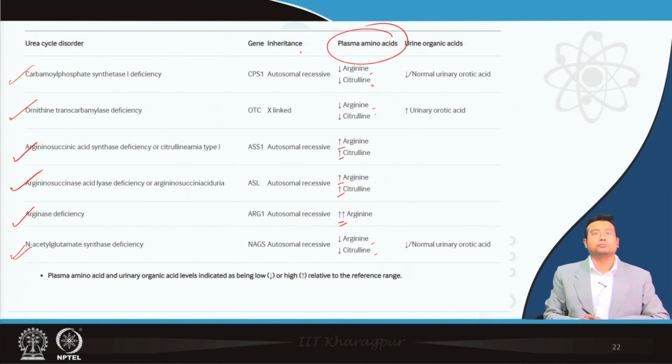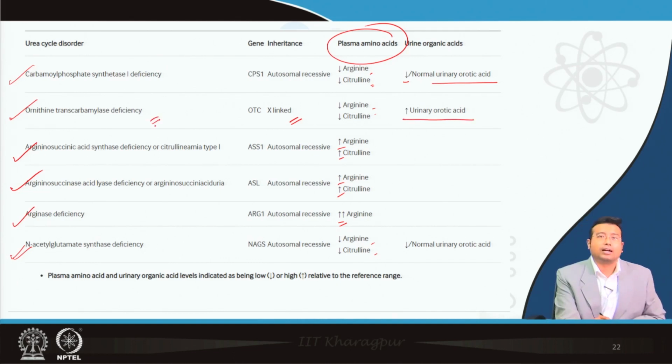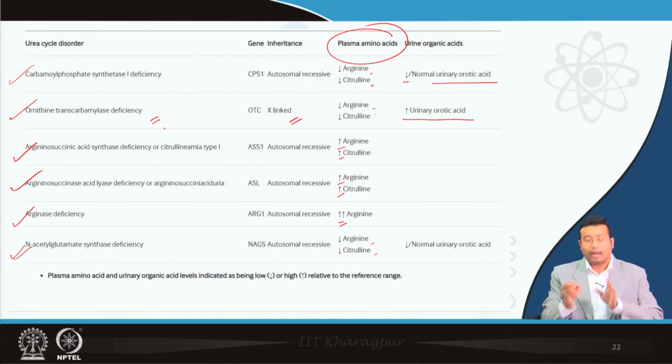in the plasma. And regarding genetic inheritance, I told you OTC, ornithine transcarbamylase, is X-linked, and all the others are autosomal recessive. One important piece of information: if we measure the organic acid in urine in case of carbamoyl phosphate synthetase deficiency, there is normal or decreased urinary orotic acid; this is the marker. Next, high urinary orotic acid happens in ornithine transcarbamylase deficiency, and again normal or decreased urinary orotic acid happens in N-acetyl glutamate synthetase deficiency.